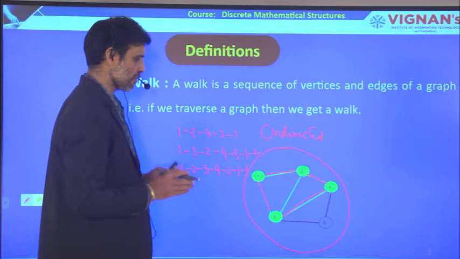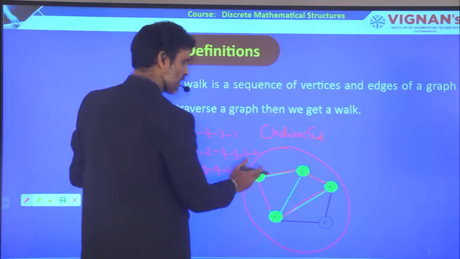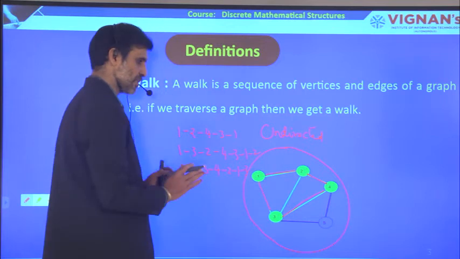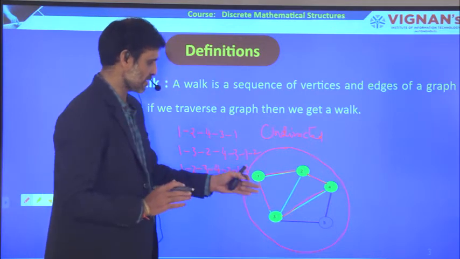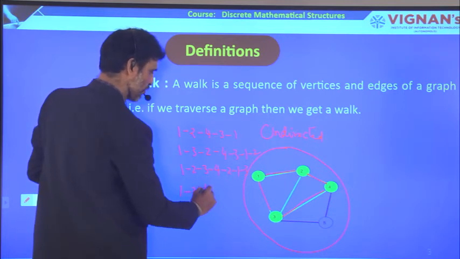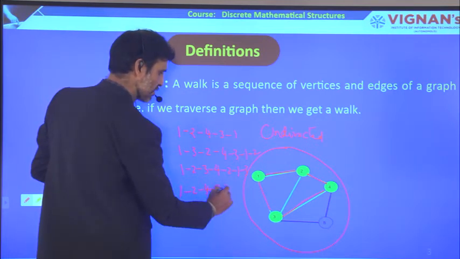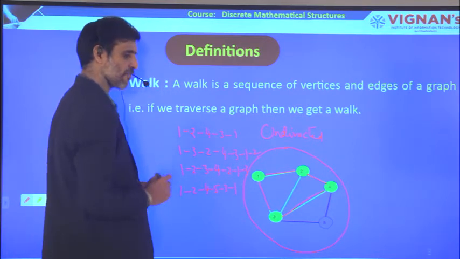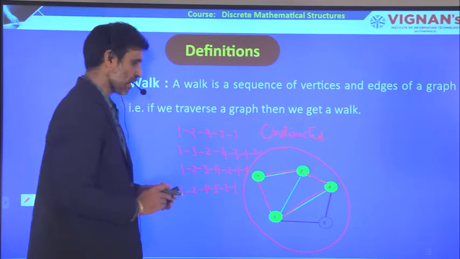So these are all called walks. That means we are traversing the vertices along the edges of the given graph. It is not necessary to traverse all the vertices here. Otherwise you can take 1 to 2, 2 to 4, 4 to 5, 5 to 3 and 3 to 1. This is another walk of the graph. Like this we can define the walk of a graph.